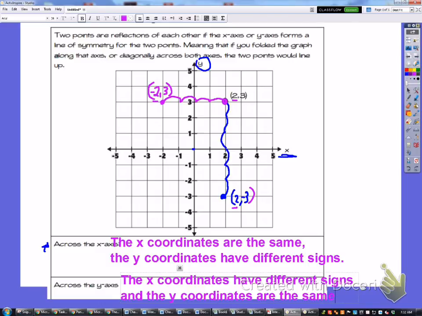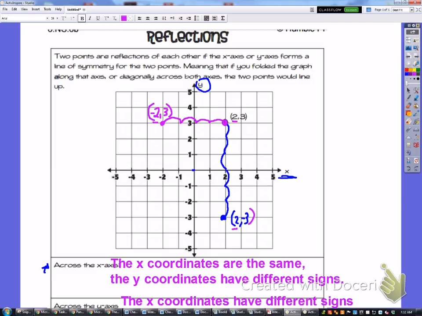And so if you're going to flip it over both axes, I actually want you to totally ignore that last little part of the notes, because as long as you can flip over the x or over the y, you're good to go. We don't need to flip over both axes at this time.